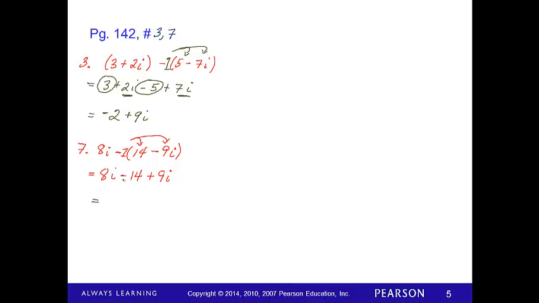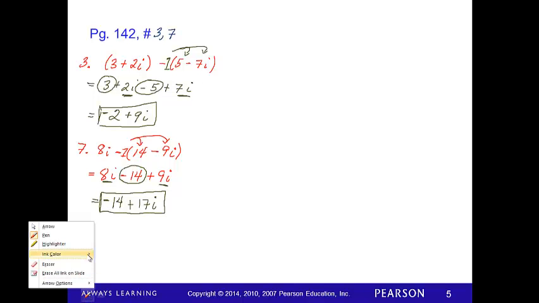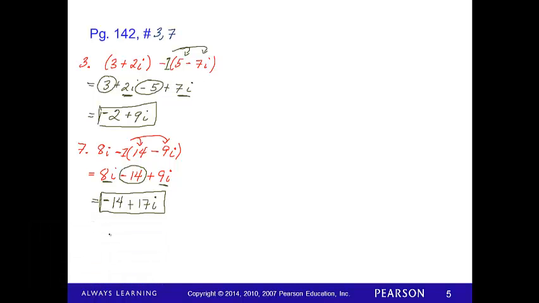Now let's combine like terms. And remember that you must have the real part first. So the real part is the -14. It is the only one of its kind. So I have -14. And then I have 8i plus 9i makes it 17i. So it's -14 plus 17i. Let me box up my answers. And let's keep going. Now let's look at numbers 9 and number 19.